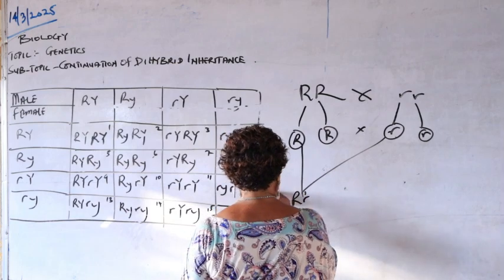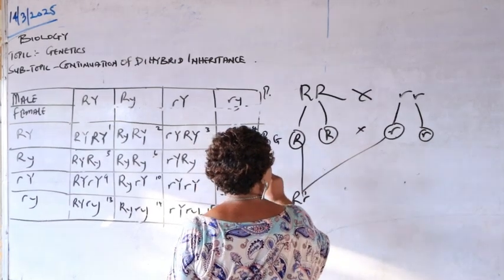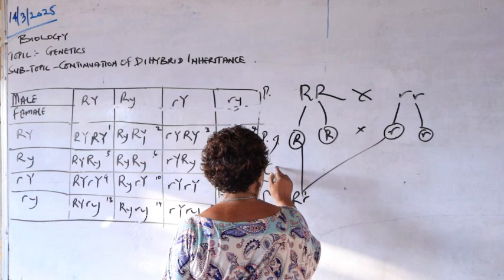What do you think will be the first filial? Is the parents' gametes, and that is crossing.